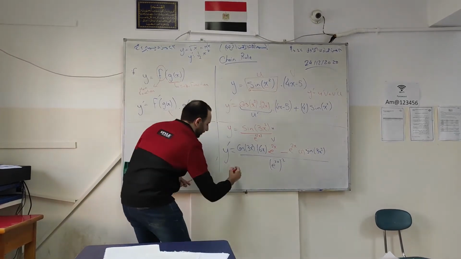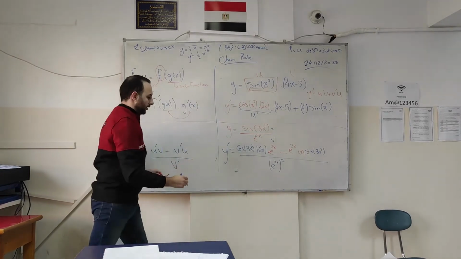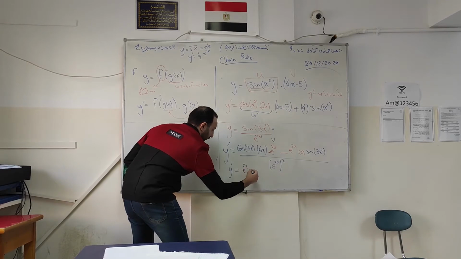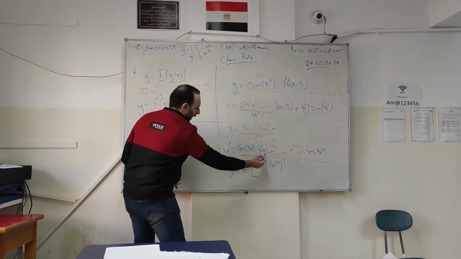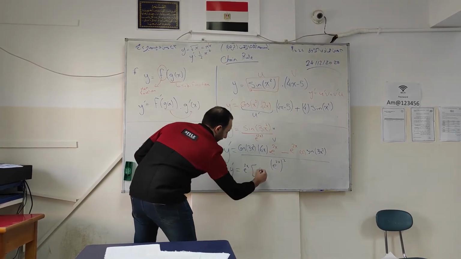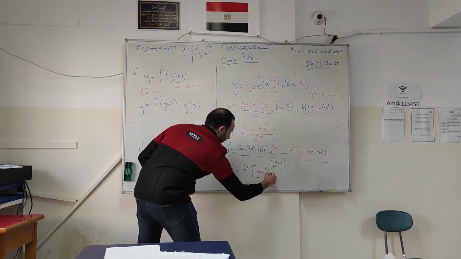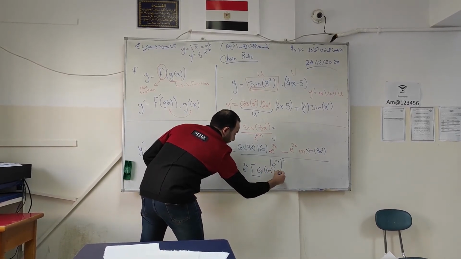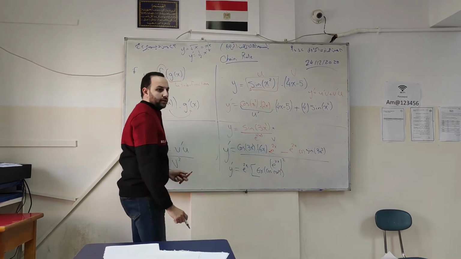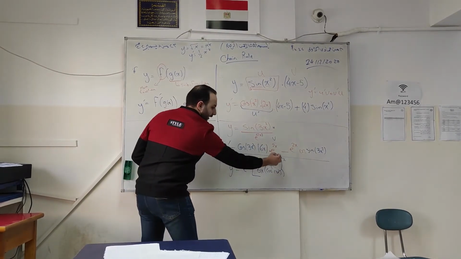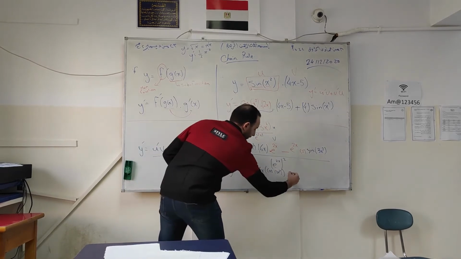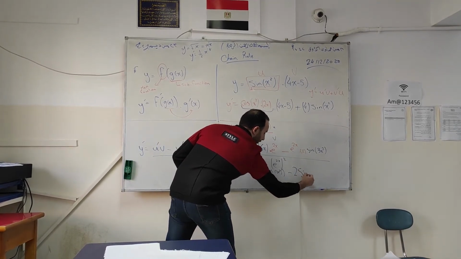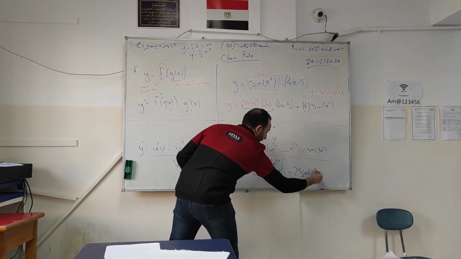E power 2x as a common factor. Okay? I will take e power 2x as a common factor. What will I have here? I will have 6x cosine 3x squared. Right? I take this as a common factor. Minus, I take this as a common factor, so I have 2 sine 3x squared.